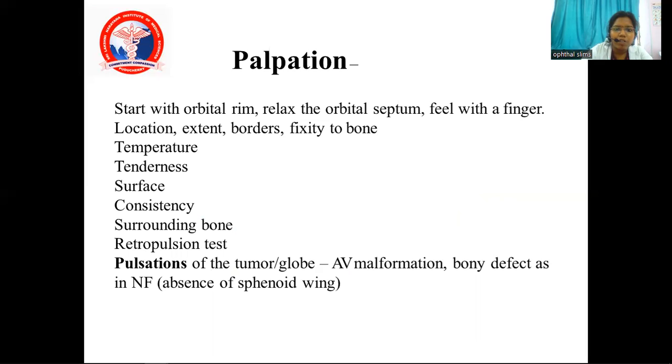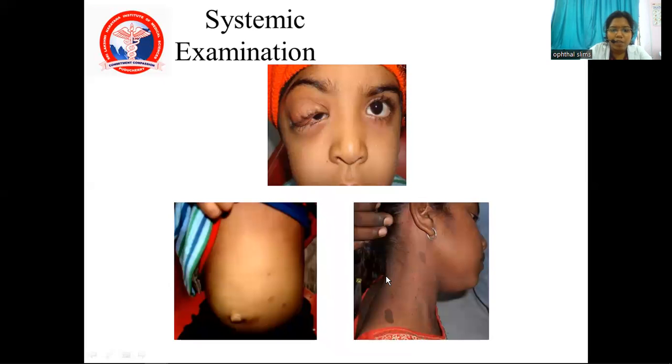Then we have to look for the location, extent, borders and fixation to bone, temperature, tenderness, surface, consistency, the surrounding bone, retropulsion test, pulsations of the tumor, AV malformation, and bony defect as in neurofibromatosis, where sphenoid dysplasia will be there. On systemic examination, this, for example, is a case of neurofibromatosis where there is neurofibroma of the upper eyelid, and associated café-au-lait spots are there.